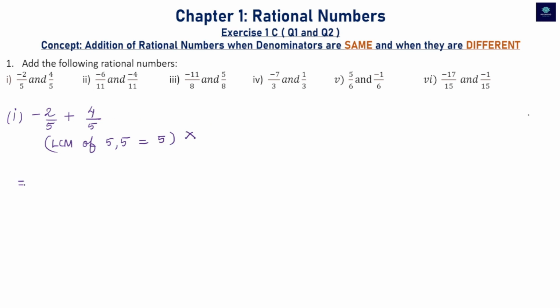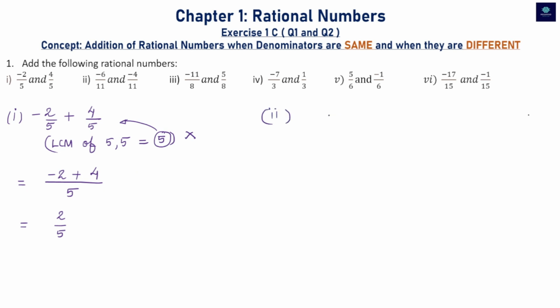Instead, we directly go to step number 2, where we know that the LCM is anyways equal to the value of the denominator here. So we will directly write that the LCM is 5, and now it's time to add the numerators. So minus 2 gets added with 4. That's it. Now simplify this and you get your answer. So here you have minus 2 plus 4. So our answer is 2 by 5. As simple as that.